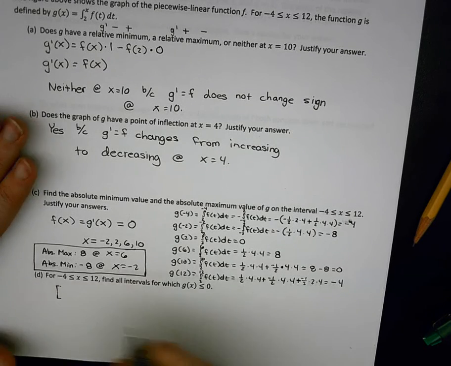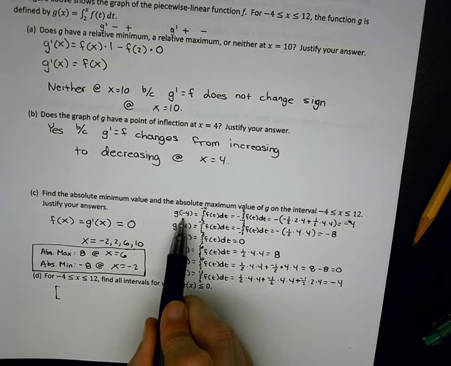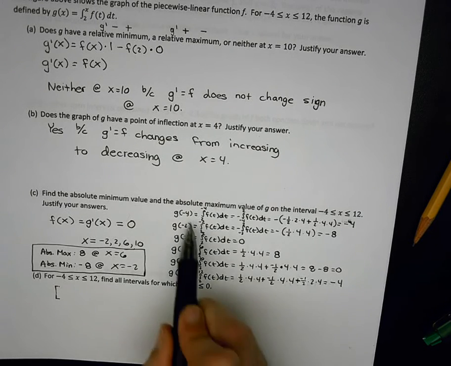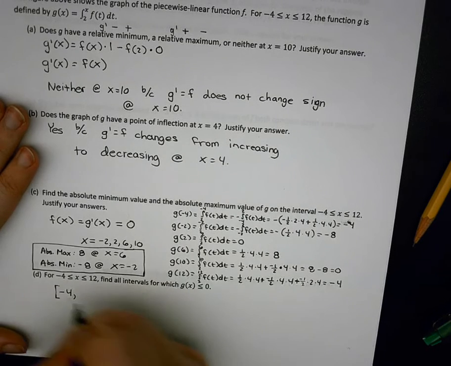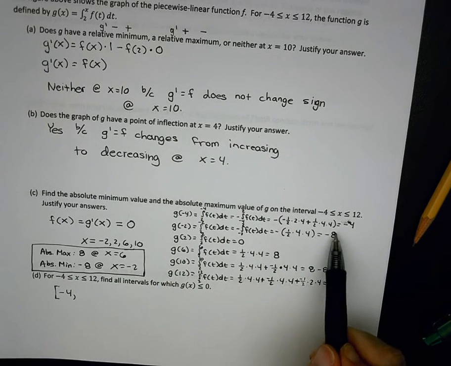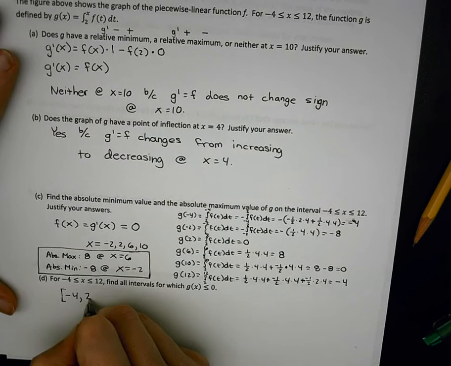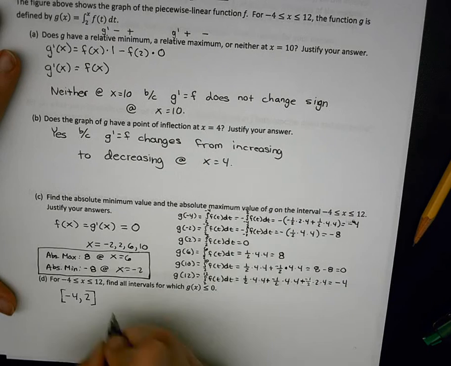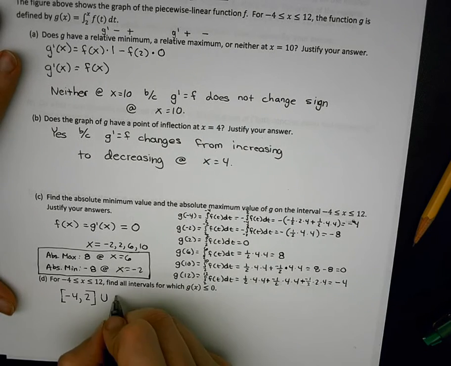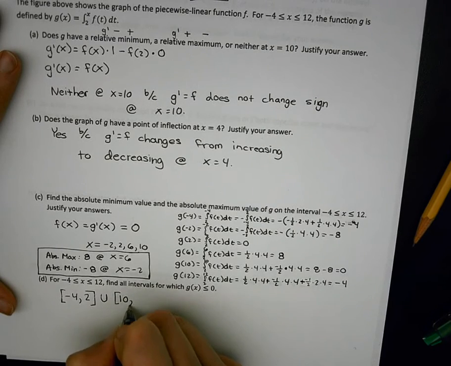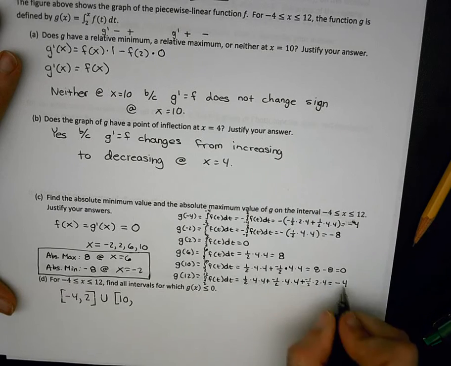Okay, so starting at negative 4, my g of negative 4 here, right? My g is negative. So negative 4 would be less than. And then we're negative, negative, and then 0. So we stop at 2. Next 2 is 0. And then we're positive, and then 0 again. So we're picking up again at 10, and going to 12, which is the end of my interval here, which is negative.